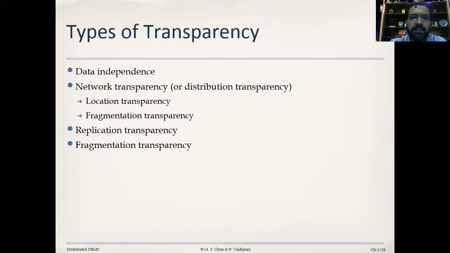So network transparency means distribution transparency: how nodes are distributed, how the various nodes are defined over a network, and for example, on which node your database is actually residing. So the users have no idea about it. The ordinary users normally access that data, but the network itself is transparent to them. And in other words, we also call it distribution transparency, or you can say location transparency as well. And in other words, you can also say fragmentation transparency, which is discussed in the fourth point.